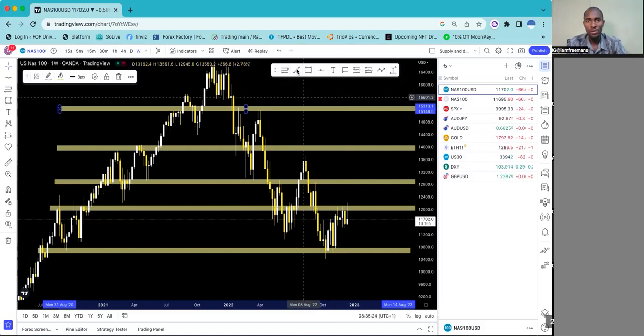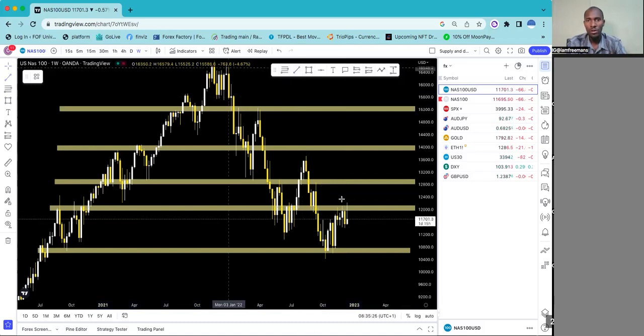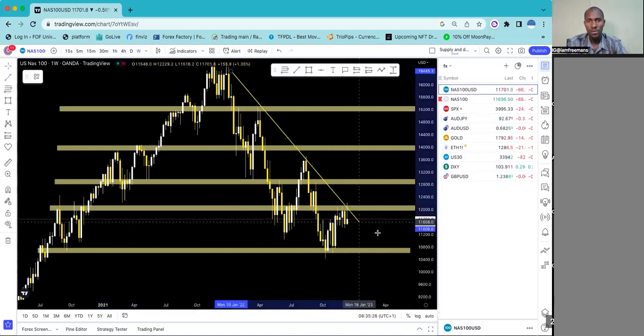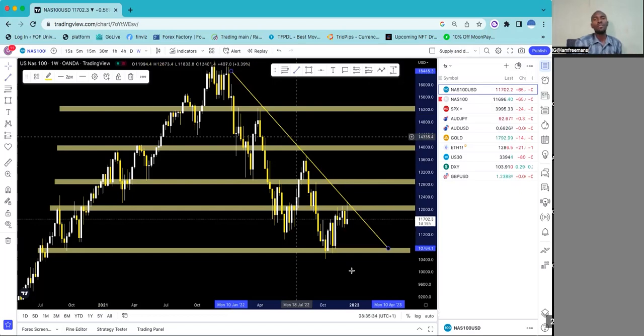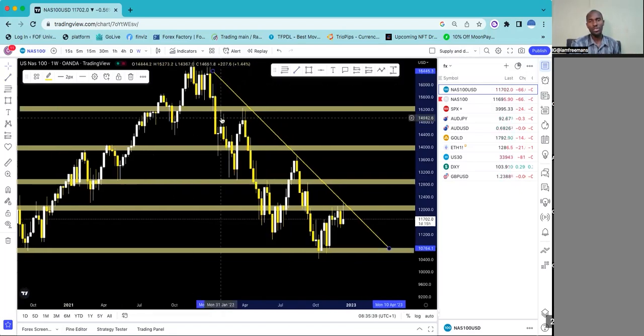So now you know that, okay, if you are plotting, look at this trend line. This is the third touch of your trend line, which means this is where the magic just happened. This is going down.